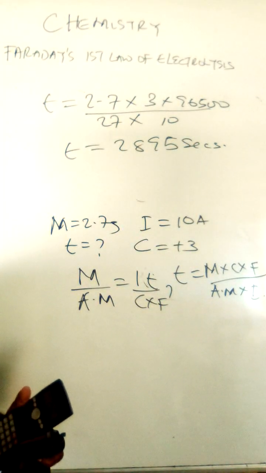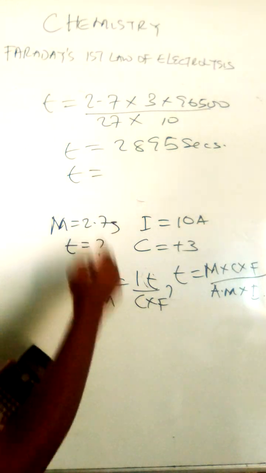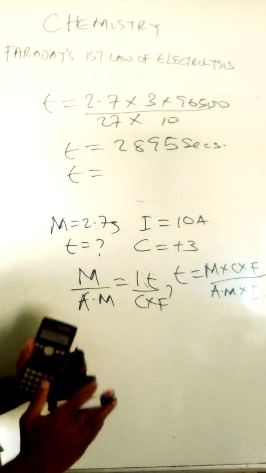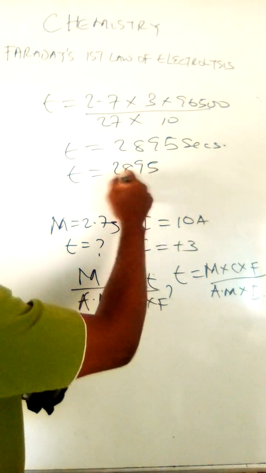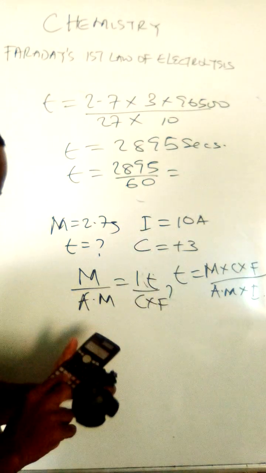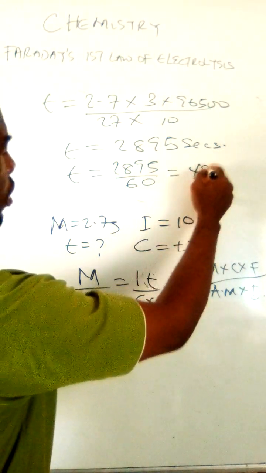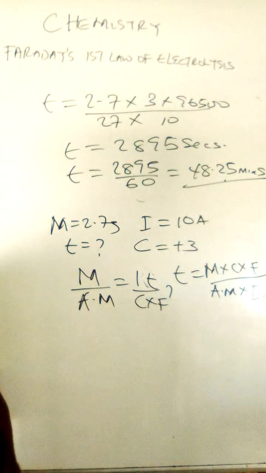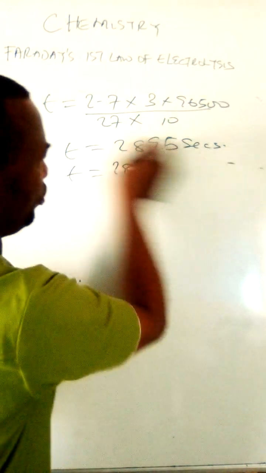But the question says that we should get the time in minutes. I know that 60 seconds make a minute. Since the question emphasizes that the time should be in minutes, in your working, you get time in seconds, then you convert it to minutes by dividing by 60. So dividing by 60, we now have 48.25 minutes as the time of electrolysis. So that is example number 2.